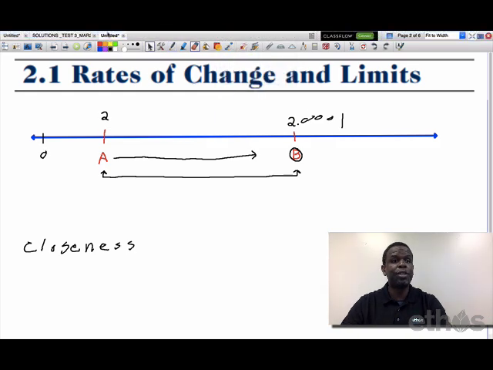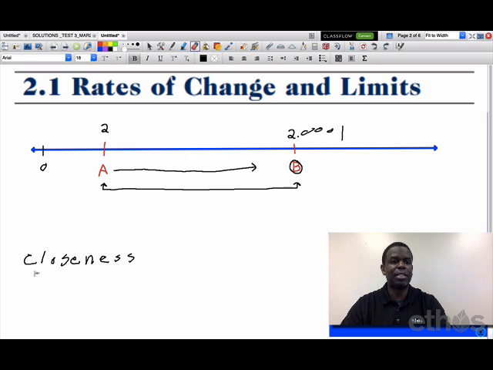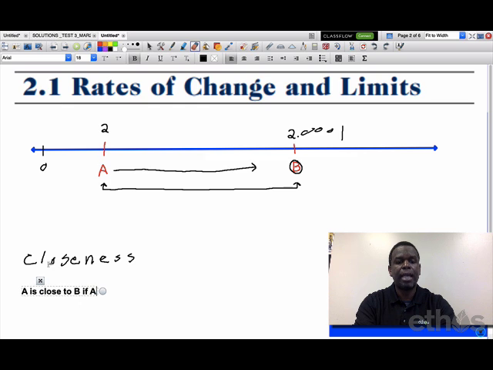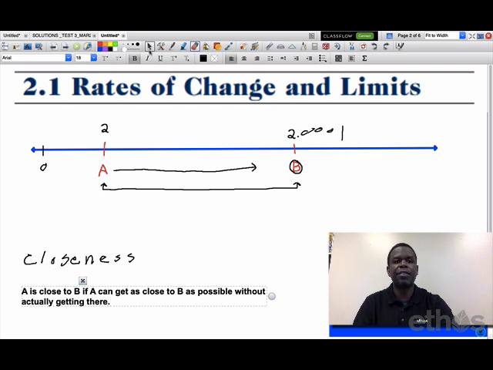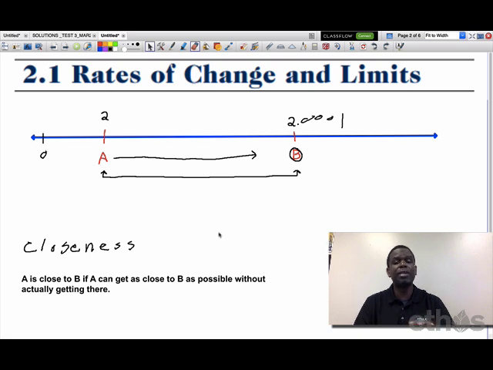So the definition we're going to use for closeness is going to be this. So I want you to write this down. The definition of closeness is going to be this. A is close to B if A can get as close to B as possible without actually getting there. Okay? A is close to B if and only if A can get as close to B as possible without actually getting there or without actually touching it.